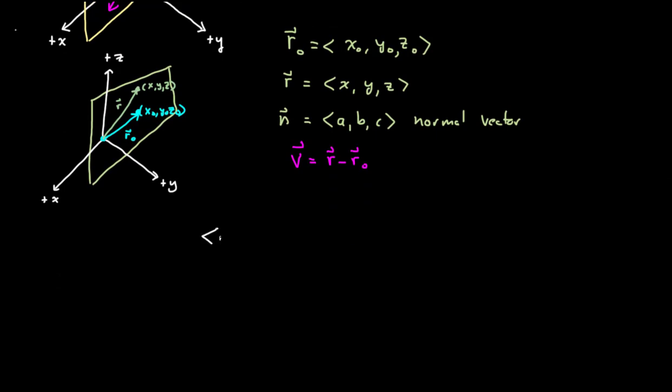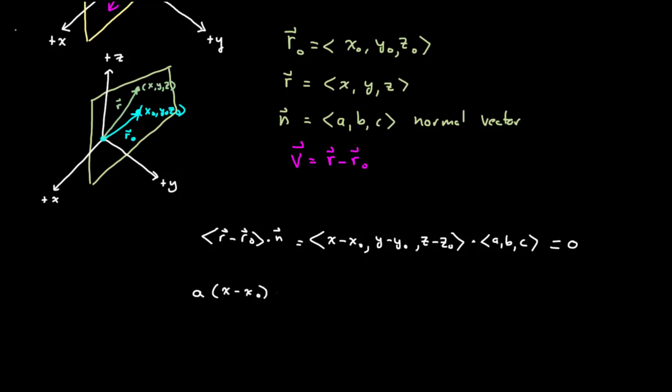So let's come down and do that. r minus r naught dot n is going to be x minus x naught, y minus y naught, and z minus z naught, dot vector n, which we said generically we'll just label as a, b, c, and that has to equal 0. If I do my dot product, then I get a times the quantity x minus x naught plus b times the quantity y minus y naught, and this should start looking familiar to you, plus c times z minus z naught, very important, equals 0.